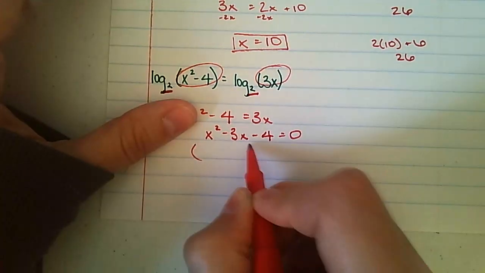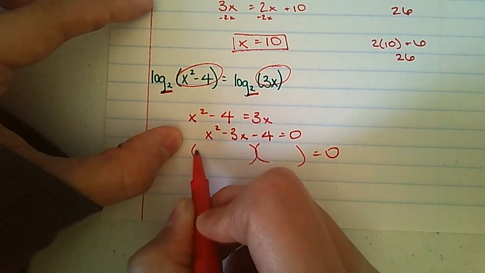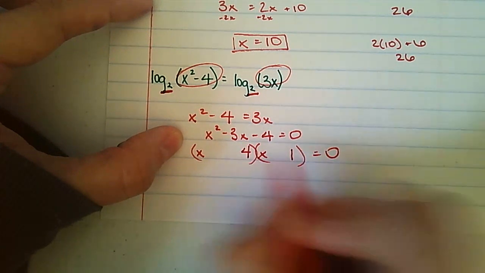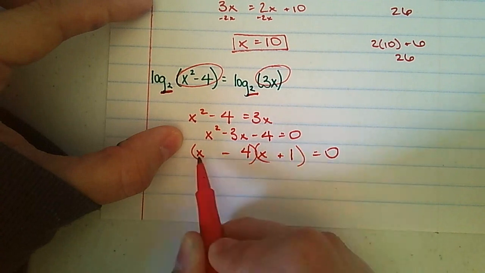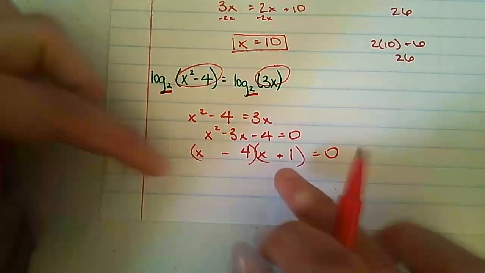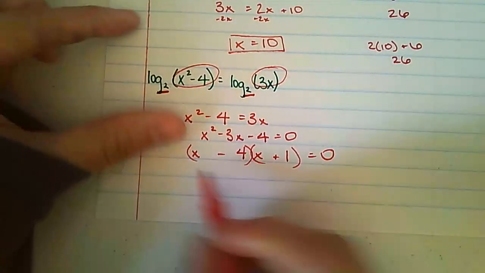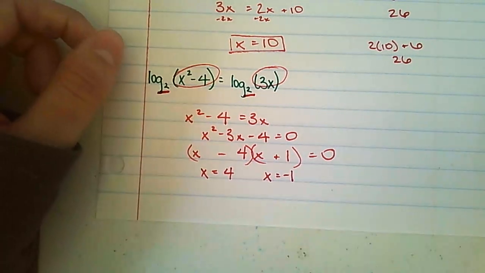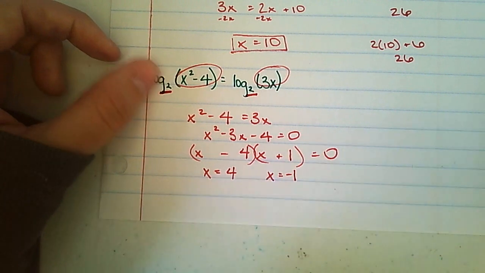All right, so let's go ahead and factor this. So I have x times x will give me an x squared. And let's see, 4 and 1. So I'm going to have a negative 4x plus a positive 1x will give me that negative 3x. So here's how I'm going to factor it, and that's set both of those factors equal to 0 and solve for x. So my two potential answers, I get 4 and negative 1.